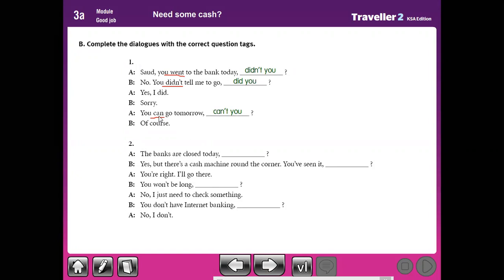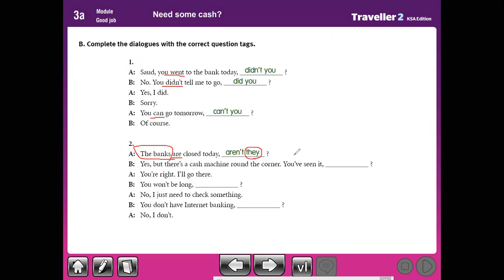Number 4, the banks are closed today. Here there is an auxiliary verb, are, which changes into aren't. And the banks, why here do we use they, mister? Because the banks are plural, a lot of banks, so we use they. Pay attention to this point, please.